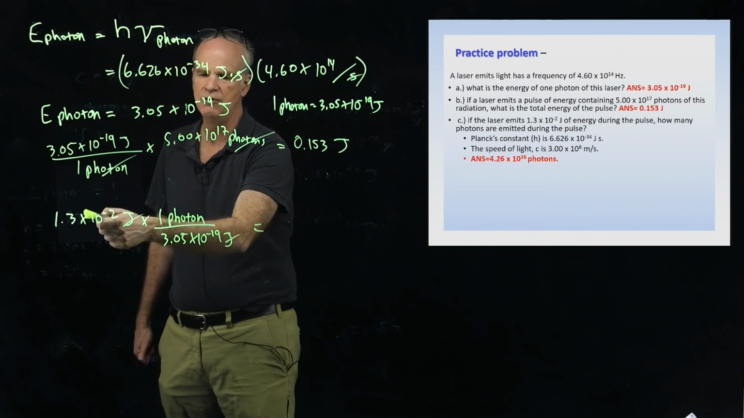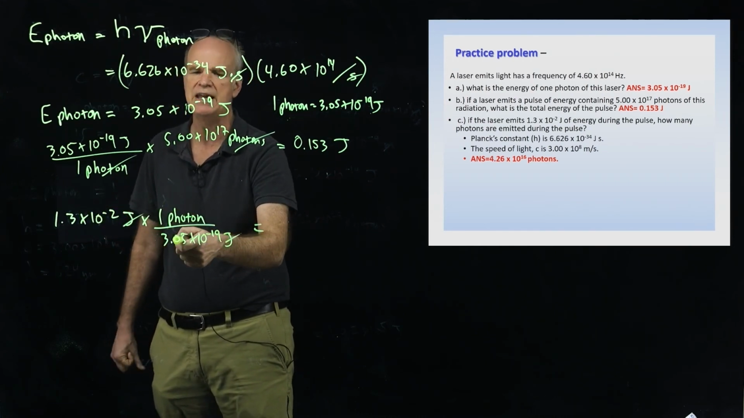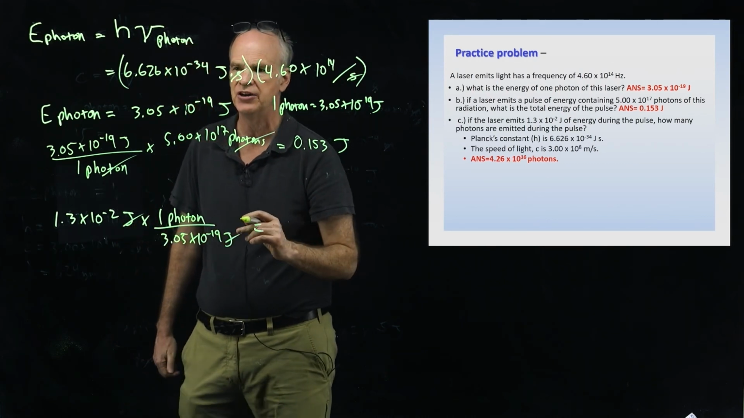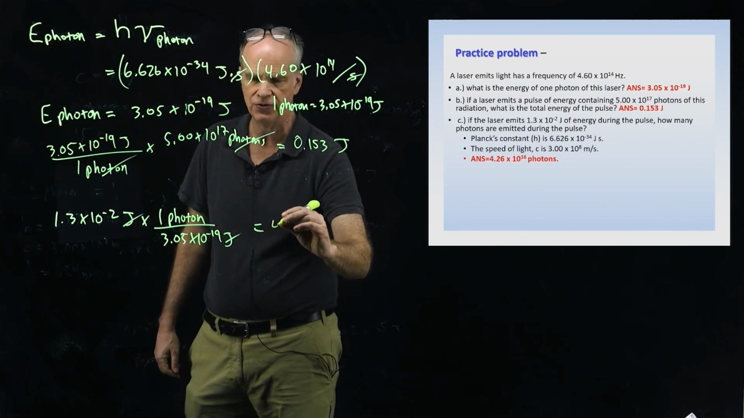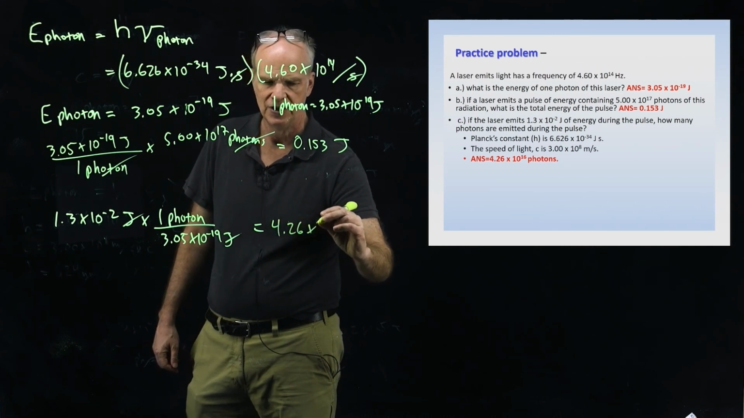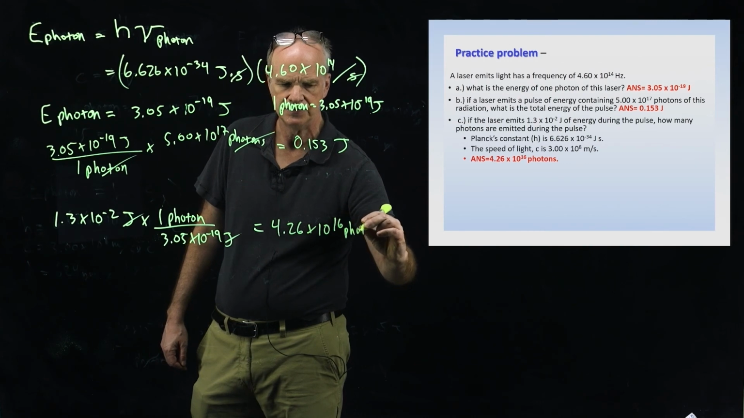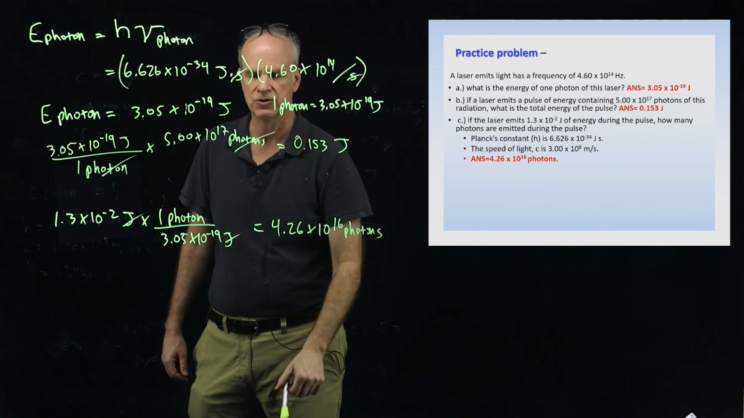And so if you take 1.3 times 10 to the negative 2 and divide it by 3.05 times 10 to the negative 19, that should give you the number of photons. And so the number you should get is 4.26 times 10 to the 16 photons. Should be the answer. Okay, so let's move on.